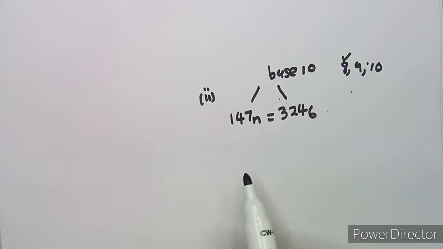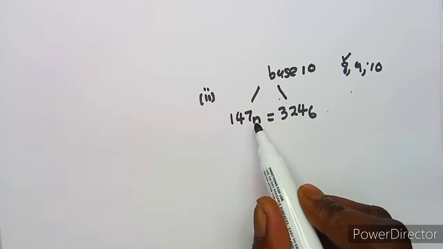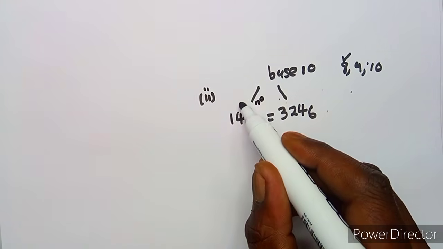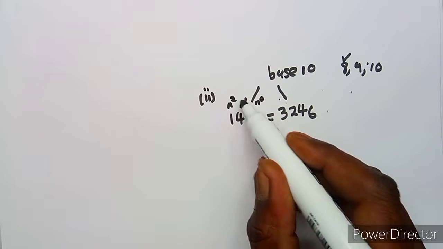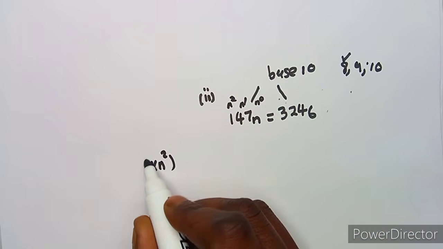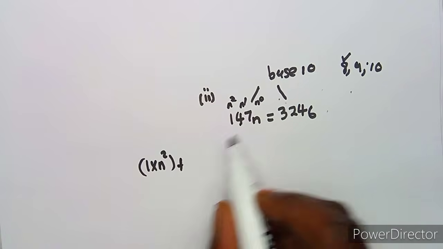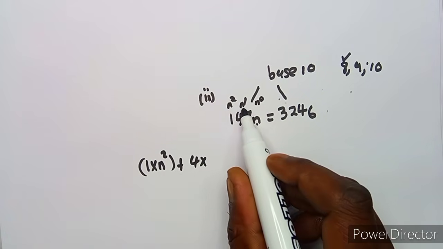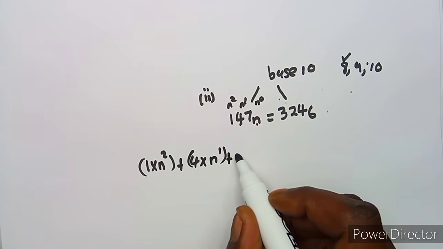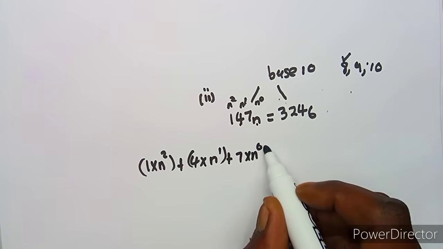All right, so now in base 10, remember, we're going to work in terms of the exponents. Here we've got n to the exponent of 0, n to the exponent of 1, n to the exponent of 2, so it's 1 times n to the exponent of 2, plus 4 times n to the exponent of 1, plus 7 times n to the exponent of 0.